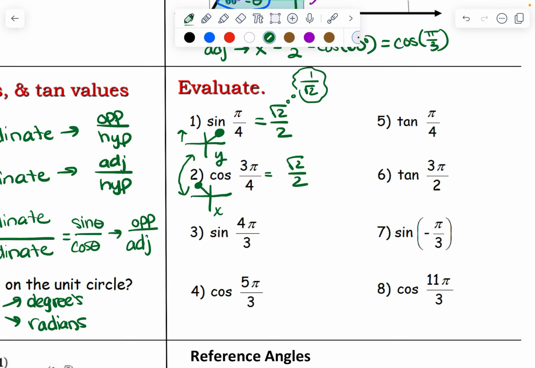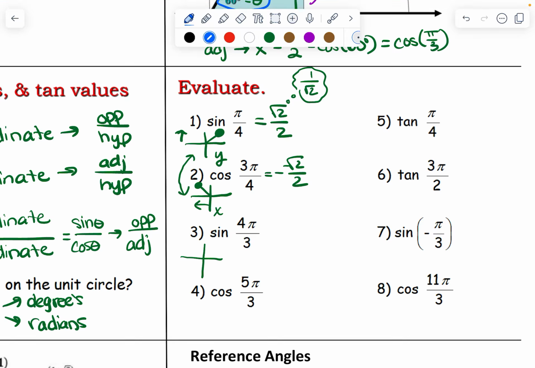All right. Now, in the previous problem, we were going in the positive y direction. In this one, we are going in the negative x direction. Therefore, this will be negative root 2 over 2. So for sine, I only care about what's happening vertically. For cosine, I only care about what's happening horizontally. So now we'll have sine of 4 pi over 3.